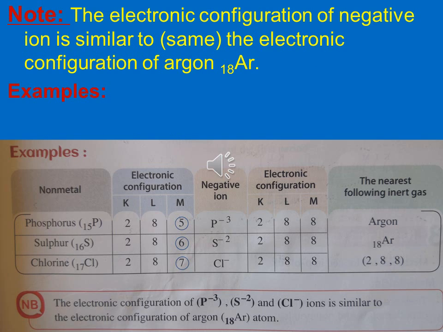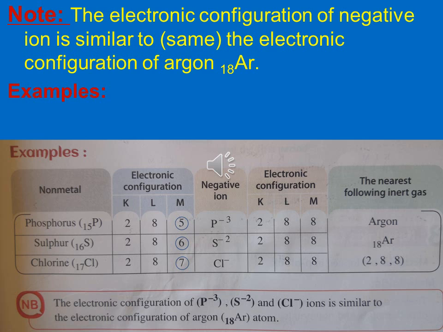The electronic configuration of a negative ion is the same as the electronic configuration of argon, Ar18, which is also a noble gas. For example, we have three nonmetals: phosphorus, sulfur, and chlorine. First, phosphorus, P15, has 15 electrons, so its configuration is 2, 8, 5. It gains 3 electrons to become P negative 3, so its configuration will be 2, 8, 8.